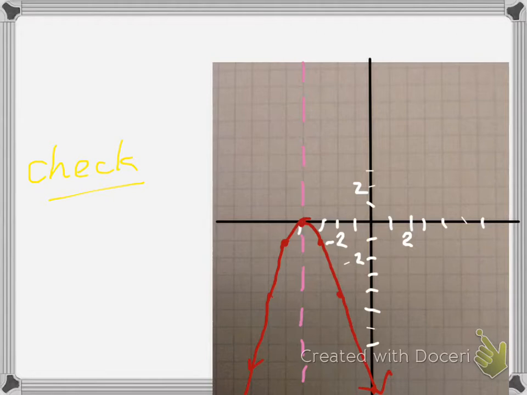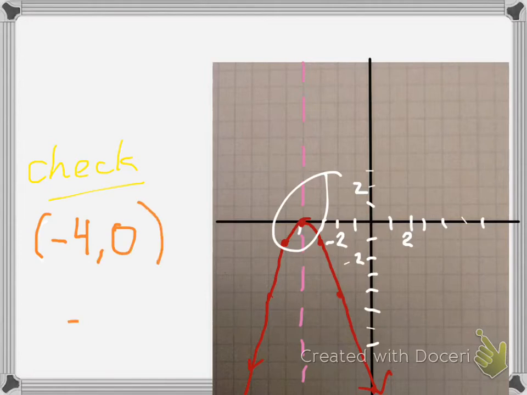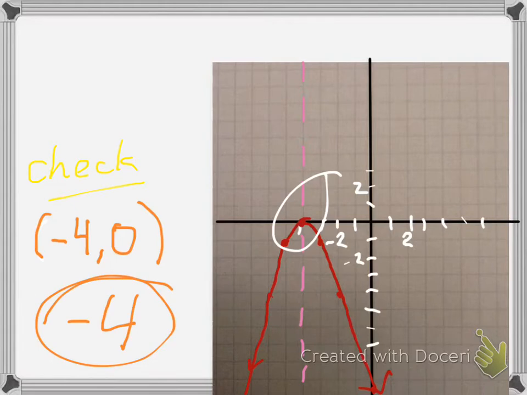Where does it look like our x-intercept is? It looks to me right there. And it is. That is our vertex. We know that it intersects at negative 4, 0. Okay, so our solution then is negative 4. That is the only one. There isn't any others.